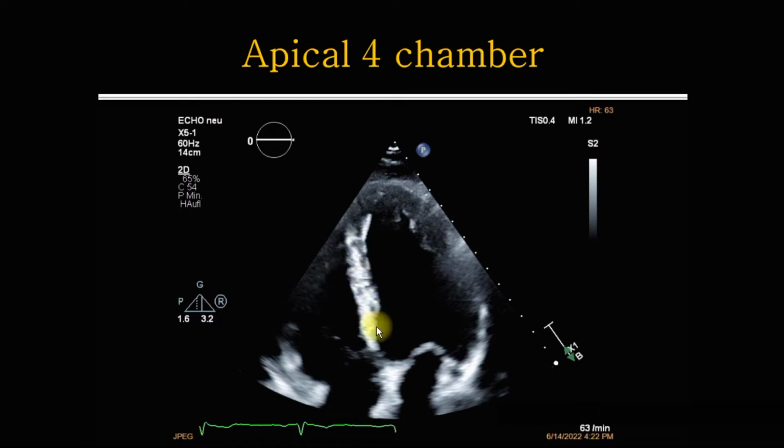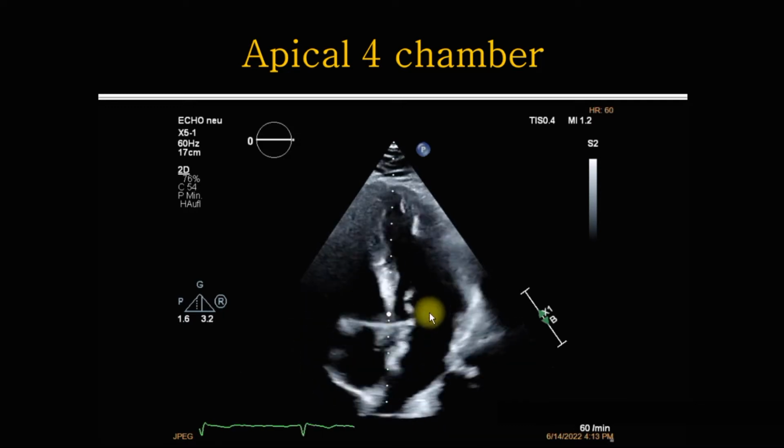Here is the interventricular septum. Here is the apex of the left ventricle. Here is the lateral wall. Here is the tricuspid valve. Here is the free wall of the right ventricle. Here we can see the mitral valve.